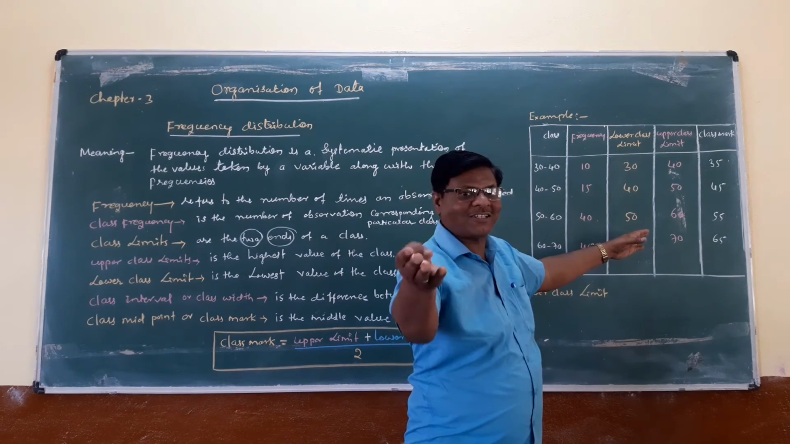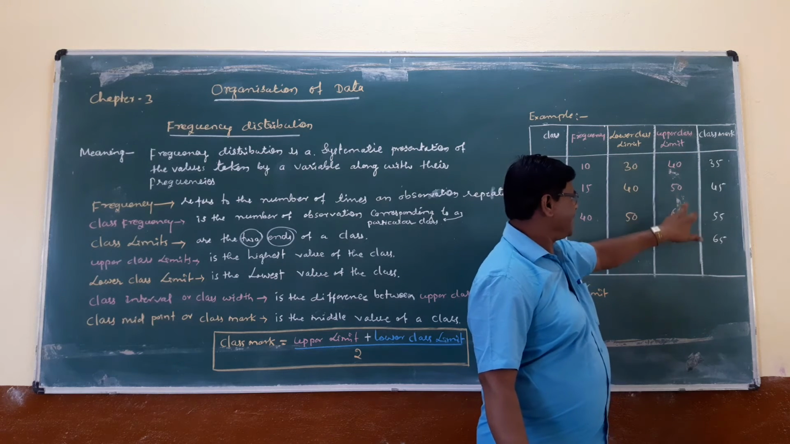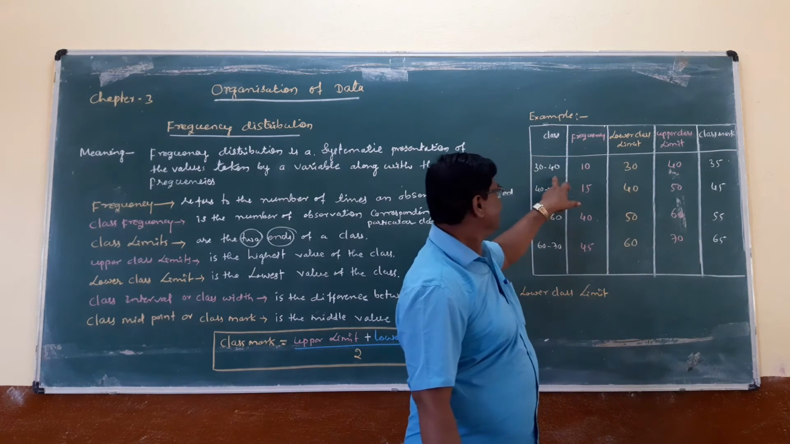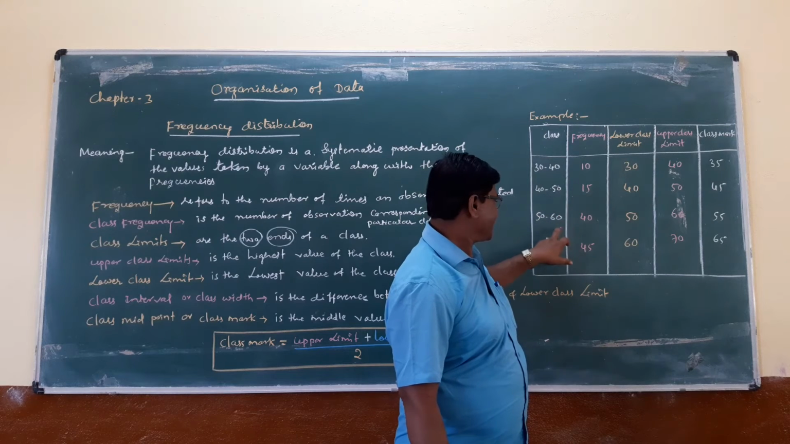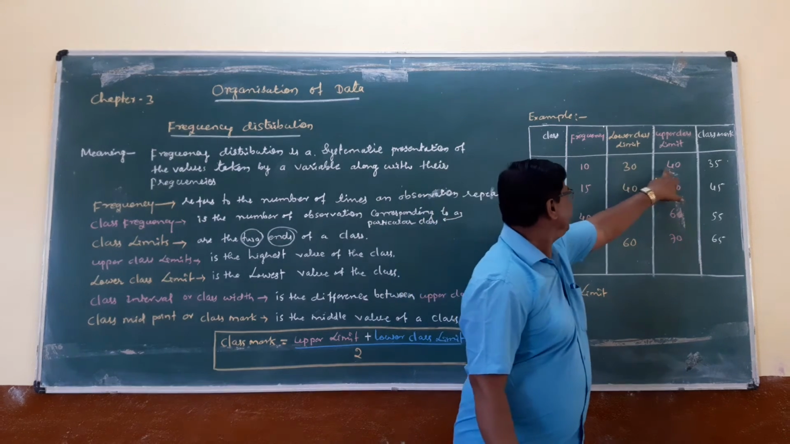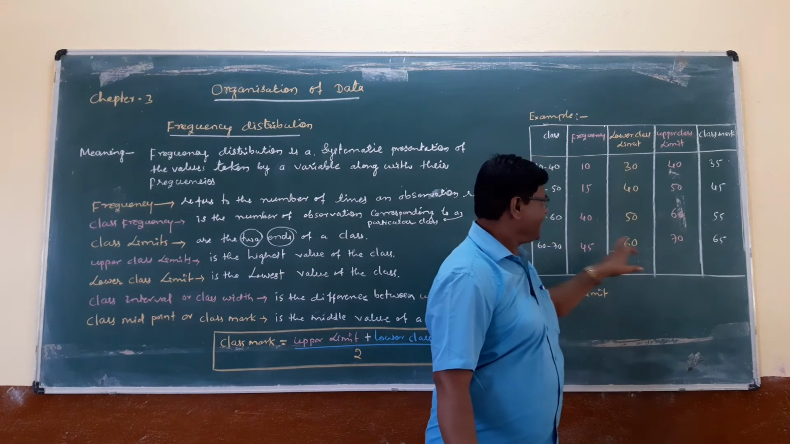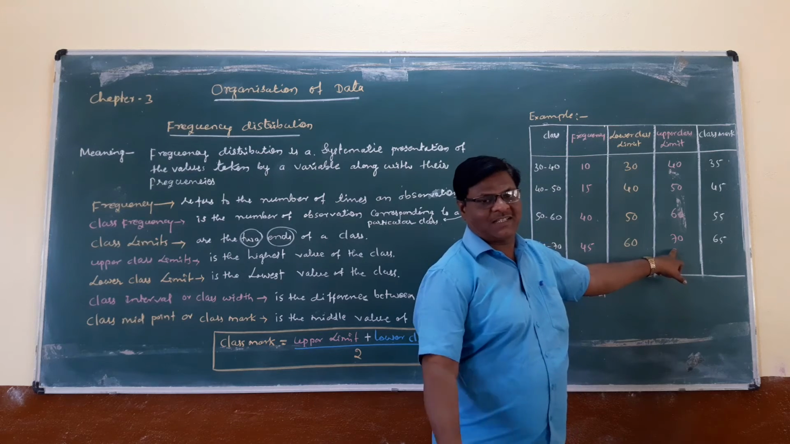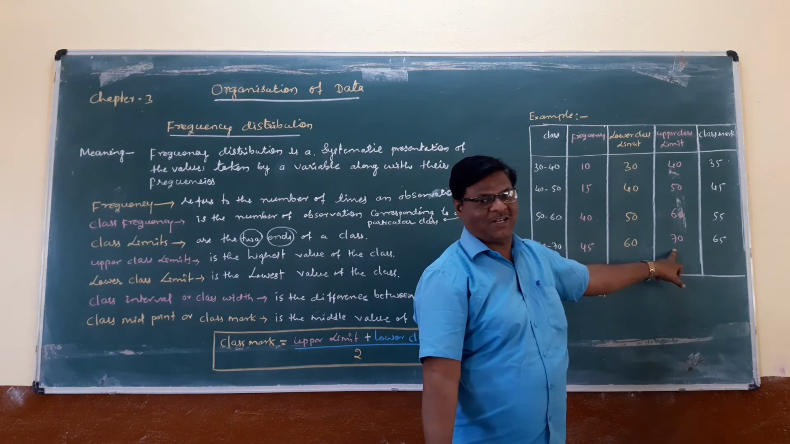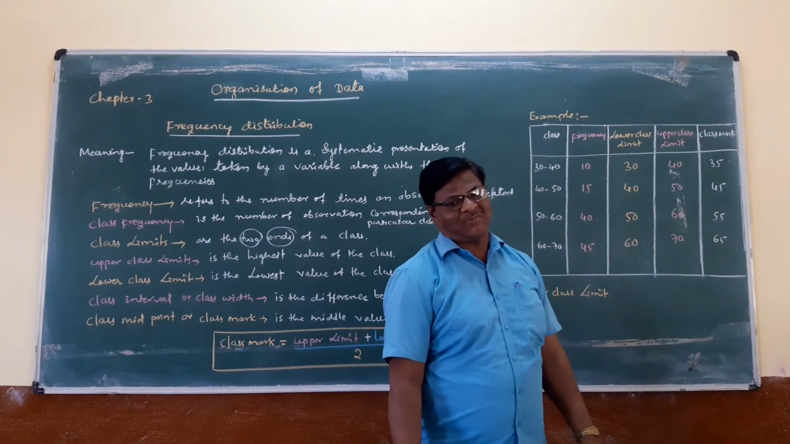And upper class limits means 40, 50, 60, 70. It is the upper class limits. And now we have to find out the class mark.